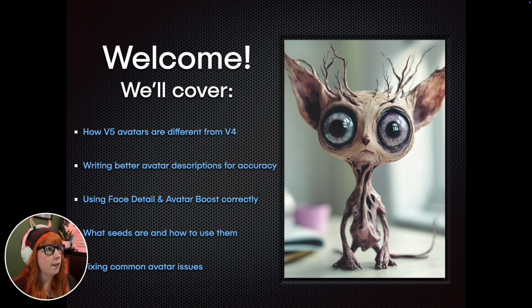Welcome. We will cover how V5 avatars are different than V4, writing better avatar descriptions for accuracy, which we did a while back, but we're going to go over it again, using face detail and avatar boost correctly, what seeds are and how to use them, and fixing common avatar issues. So the biggest gripe that we all see is my kin doesn't look like they're supposed to. We'll get there.